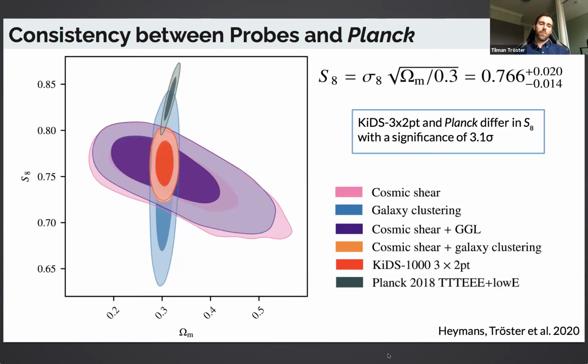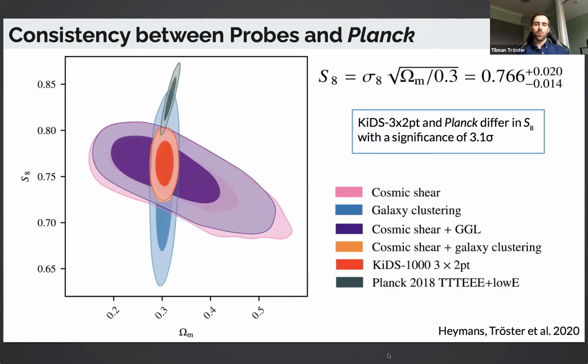And you might ask, how far is that red contour away from the gray contour? For the one parameter we set out in this whole analysis to measure, which is S8, the discrepancy is 3.1 sigma. It is quite stable for different measures of how you want to measure that tension.